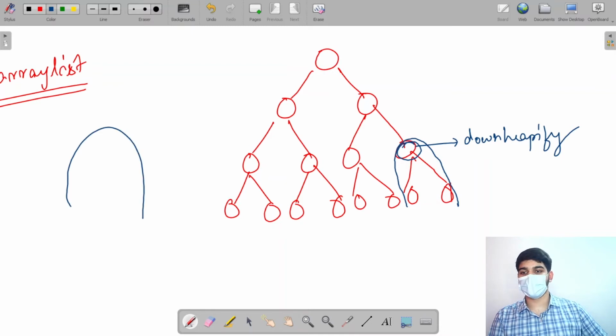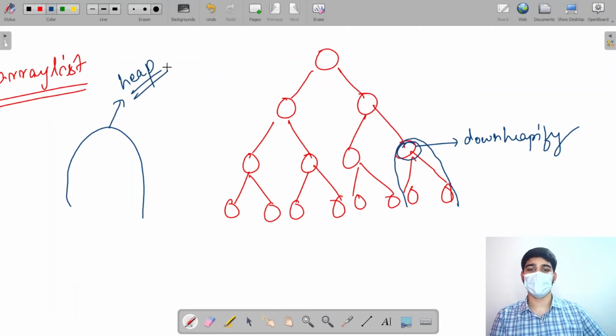Every time I'm calling for a down heapify, this section would be created and this would be a perfect heap, right? Again, what I would do is I would call for down heapify from over here, then from over here, then from over here.